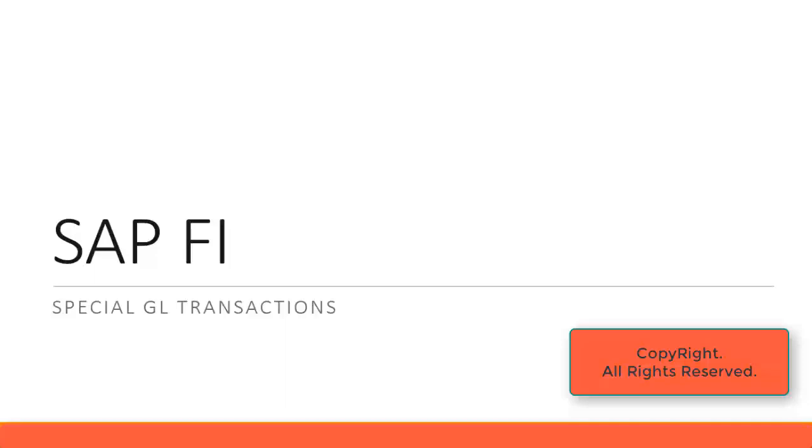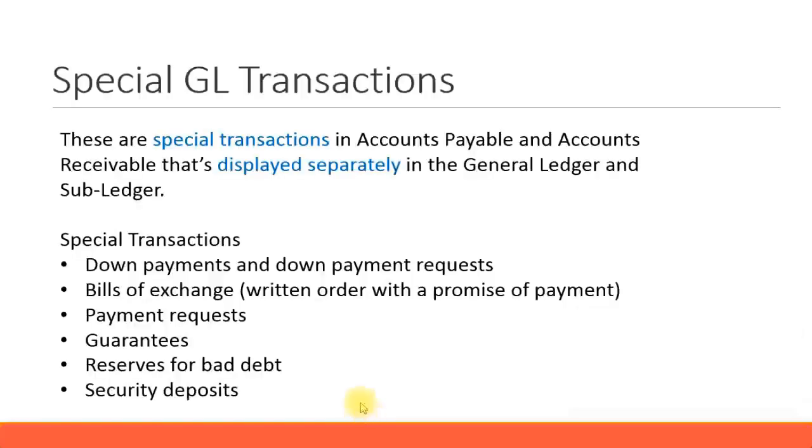Let's look at special GL transactions in SAP Financial Accounting. Special GL transactions are special transactions in accounts payable and accounts receivable that are displayed separately in the general ledger and sub-ledger.